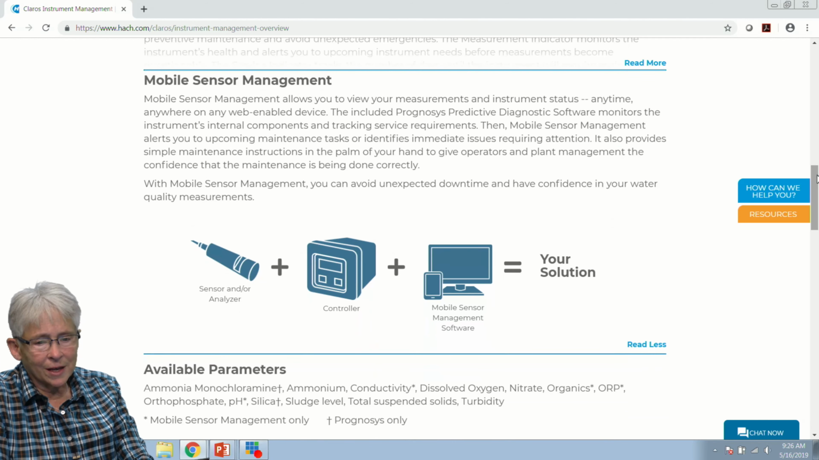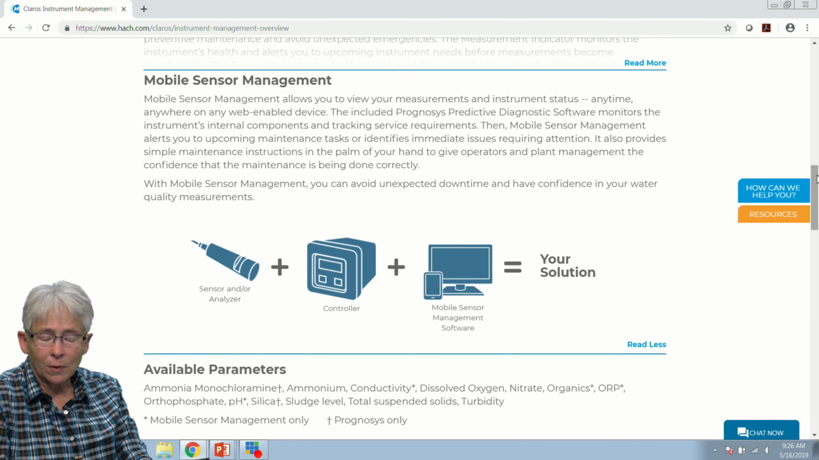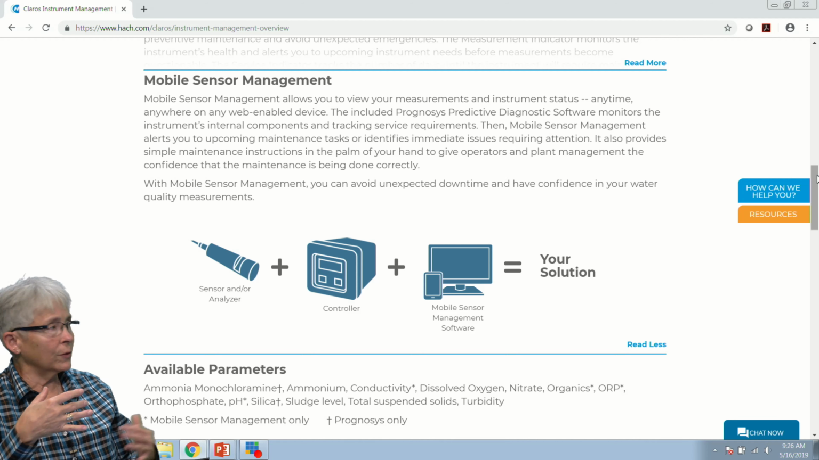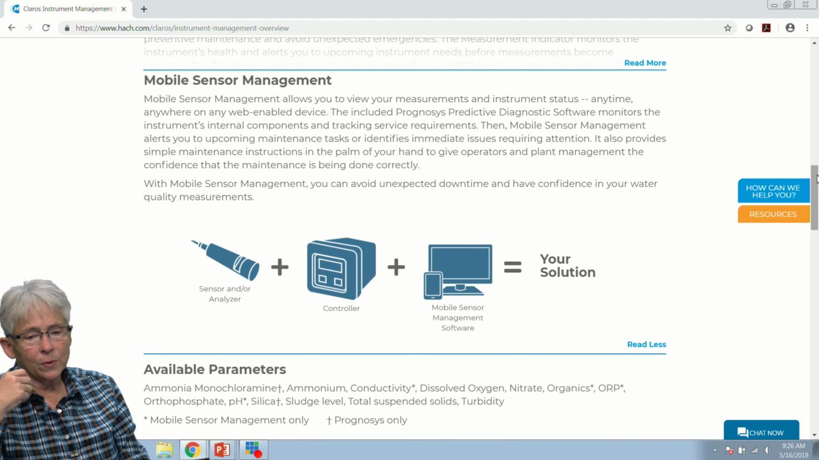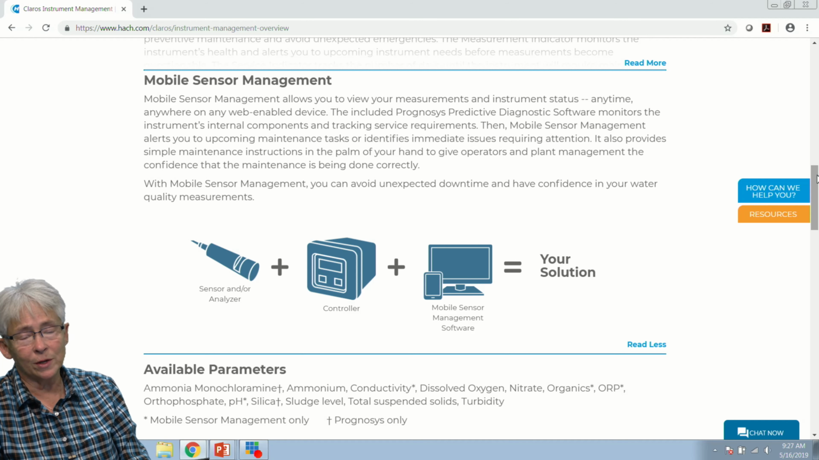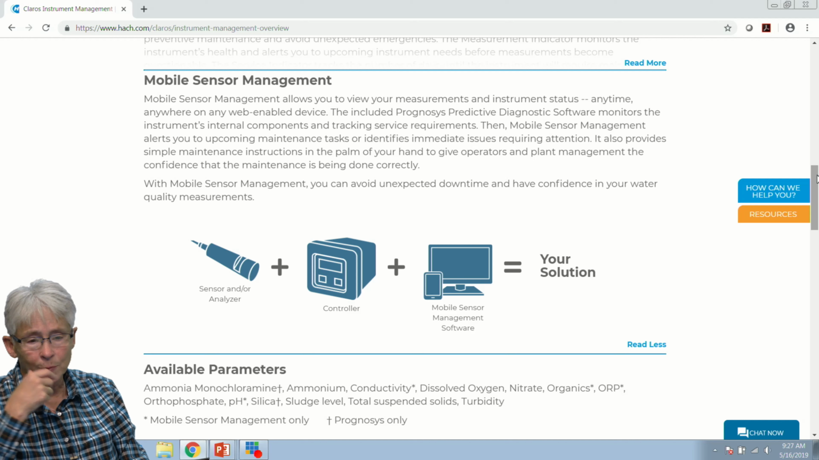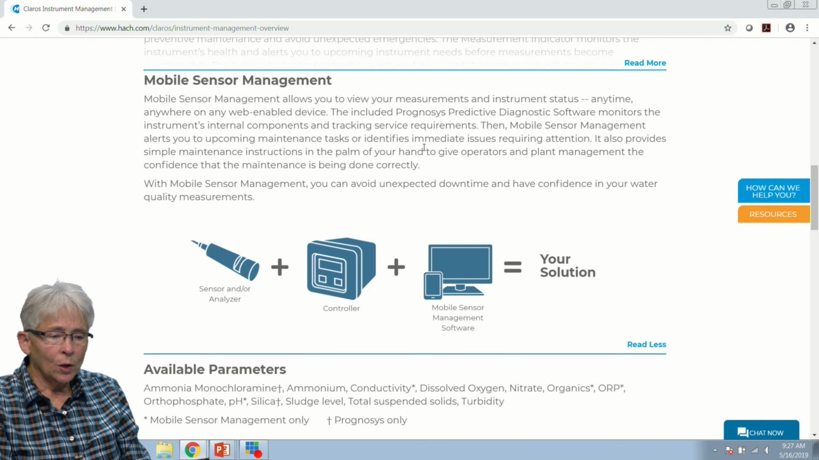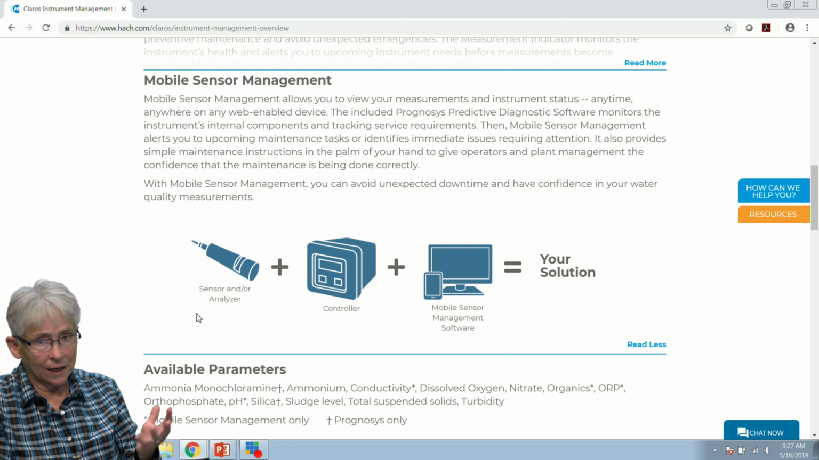Hach has a solution in our Claros platform where you've got the phosphorus analyzers, the nitrate, nitrite probes, et cetera, bringing the data through SCADA, the actual data points. But there's a lot of metadata within those instruments for the health of those instruments, both analyzers and probes, that you want to know about. You want to know that that data coming in through the SCADA system is valid, good data, that maintenance has been done. So we have programs called Mobile Sensor Management, where you would have a sensor and analyzer.